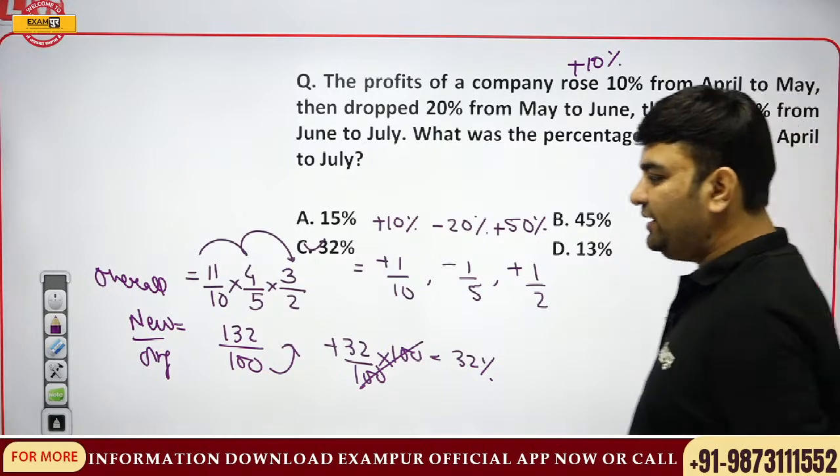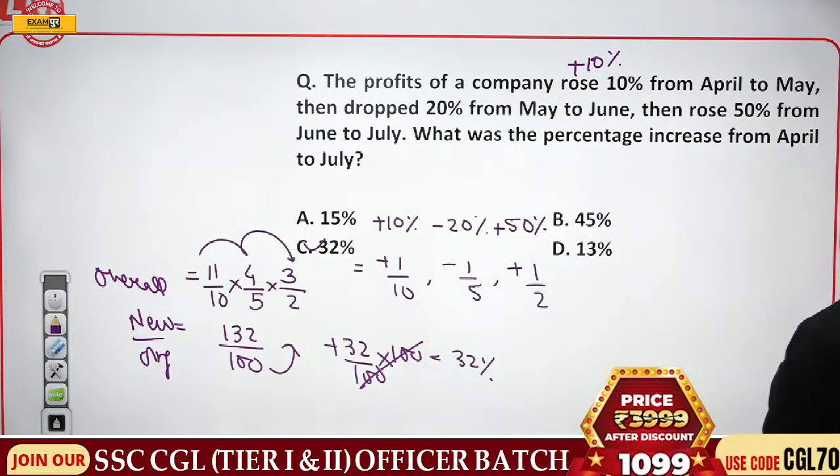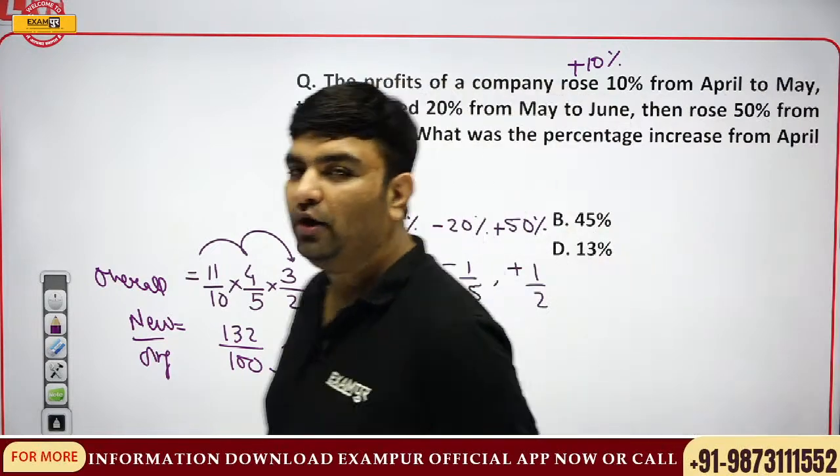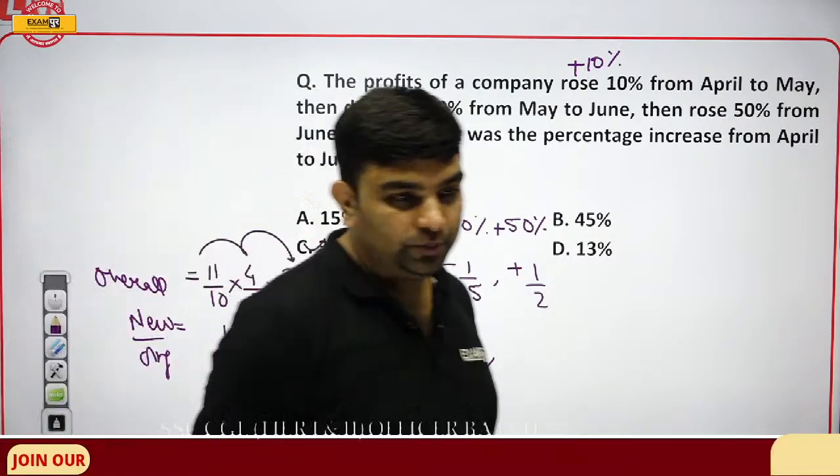Overall, the production has increased from 100 to 132. So there is an increment of 32%.